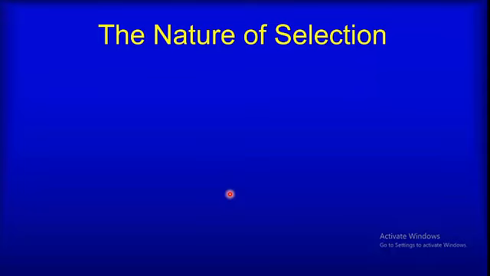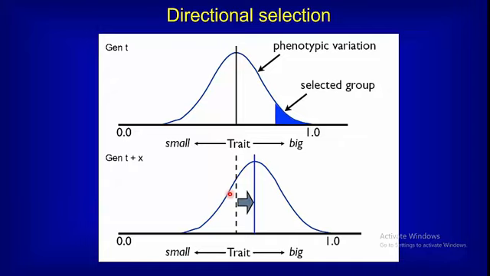So, a few words about the nature of natural selection. Selection, roughly speaking, is divided into three major types. Suppose this is the distribution of the phenotypes, and only individuals in one tail of the distribution, this tail or this tail, are the ones who have greater fitness, and these are the ones who have less fitness or zero fitness. Then essentially, the mean of the distribution is going to continuously shift in one direction. So this is what is known as directional selection.